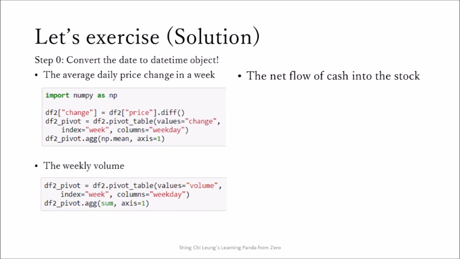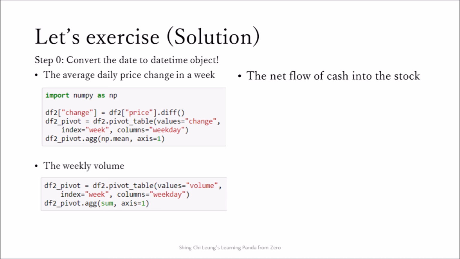We will first do a column operation to build a new column change. We use the diff method, which helps you to calculate the difference of the price with the price in the previous day. If you're not familiar with this kind of operation, please visit chapter 6 on column operation. Then we build the pivot table similar to the prescription described in previous slides, except that we choose the column change instead of price. This will generate a calendar-like object on the change of price compared to previous transaction day.